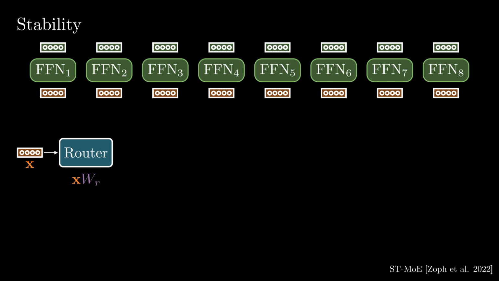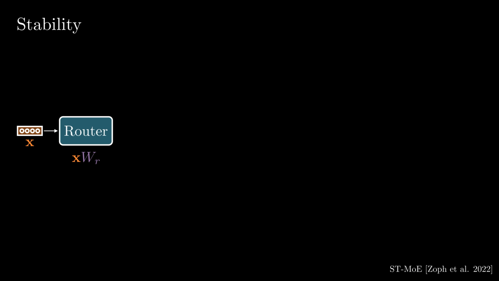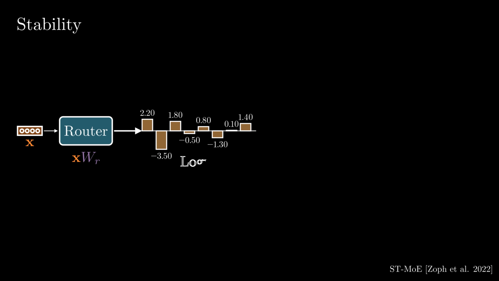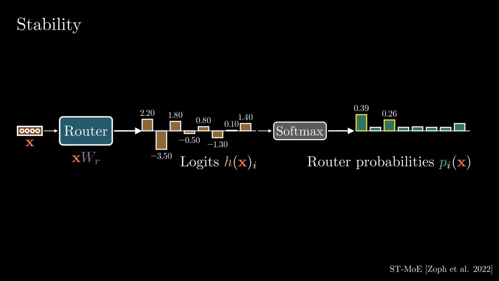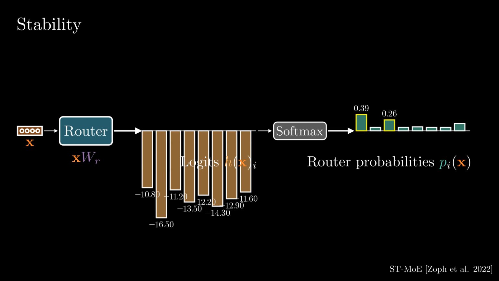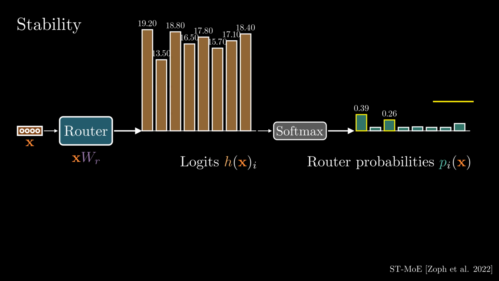Let's revisit the simple router design as an example. Given an input token embedding X, we use a linear projection layer to compute the logit for each expert. We then apply a softmax function on these logits to compute the router probability. The router probabilities are then used to determine the top K routing and combine the expert outputs. But when we add a constant value to all the expert logits, it does not change the softmax probabilities. Why is that the case?